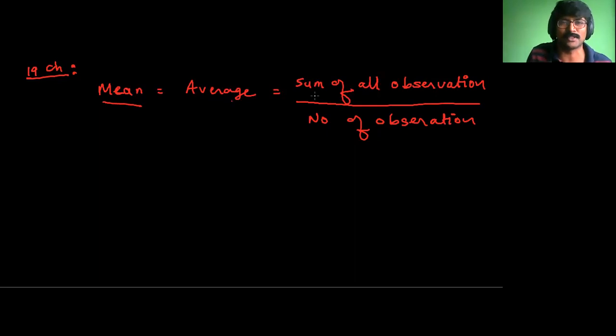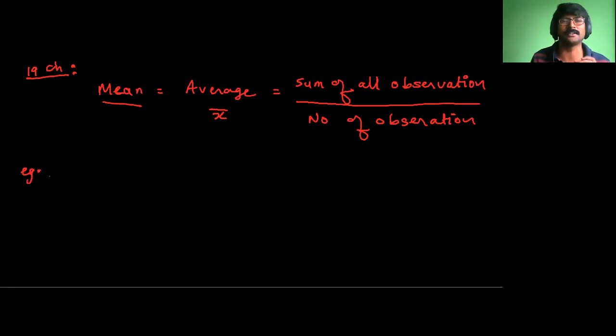And average, what is the formula? Sum of all observations divided by the number of observations. Now, let me give you one example and then you will understand. Before I give the example, this is denoted as x bar. What do you mean by x bar? It means average, or the mean. Now, I'll give the example.